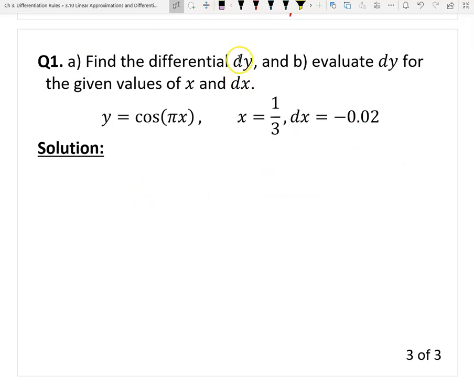Let me go into the first. The definition, what is dy? dy is the derivative of y times dx. So we need to find the derivative first. Finding the derivative is not difficult. So what is y prime, the derivative? Look at this function. This is a composite function. Of course, we're going to use the chain rule, right? So we have to use the chain rule to find the derivative.